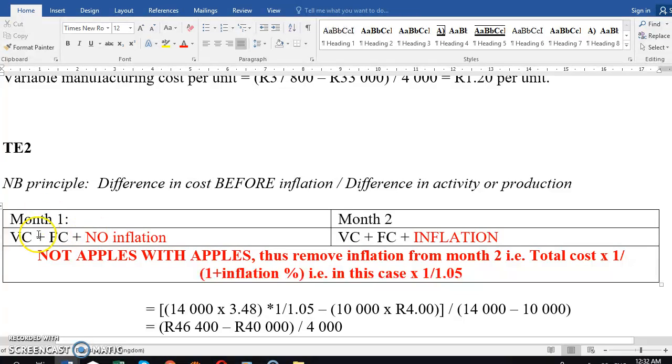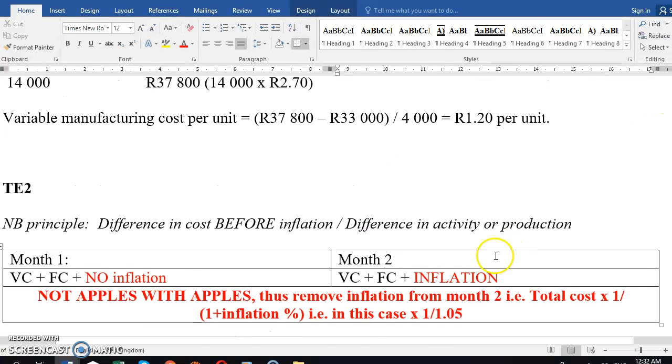So month 1 you have variable costs plus fixed costs and no inflation, and month 2 you have variable costs plus fixed costs with inflation. So when you compare the 2 months to do a high-low, similar to technical exercise number 1, you cannot just do that off the bat, because that's not apples with apples. Here you have no inflation and there you have inflation, and effectively the nature is different from month 1 to month 2.